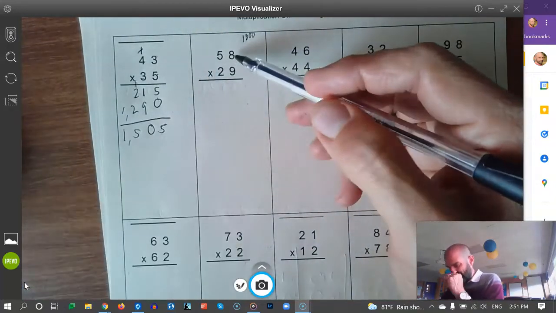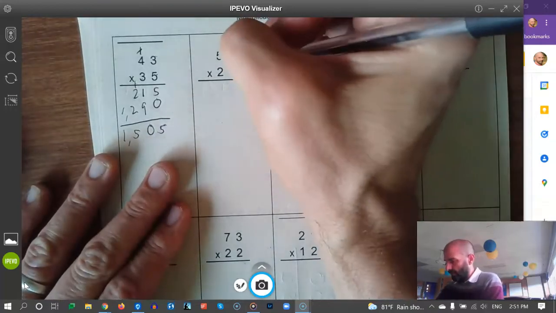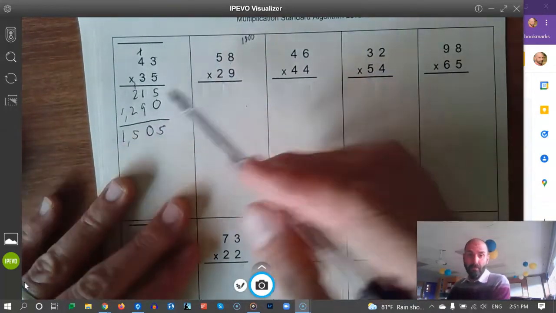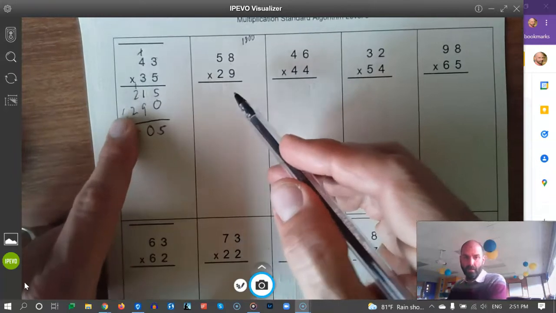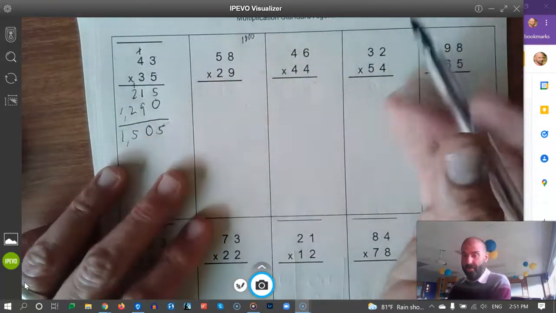58 times 29. Another good thing to do here, I'm going to round and have an estimate. So I'm going to change this to 60 times 30, so my answer should be around 1,800. And the reason we do that is because you might make that mistake, right, of not putting the 0. And then you get this answer that's way off, so then you know you've done something wrong.